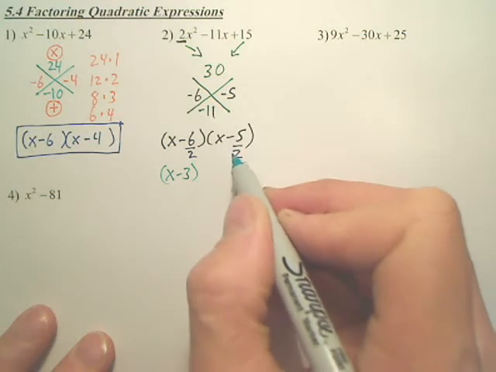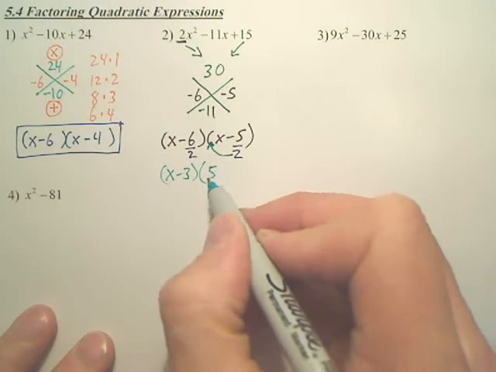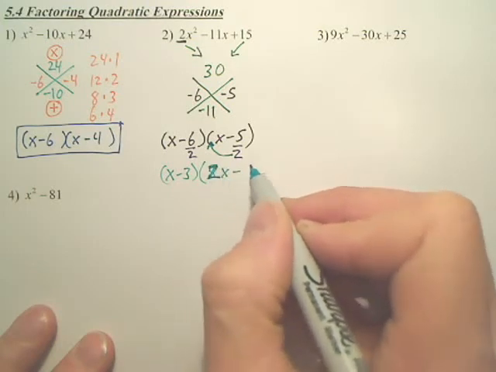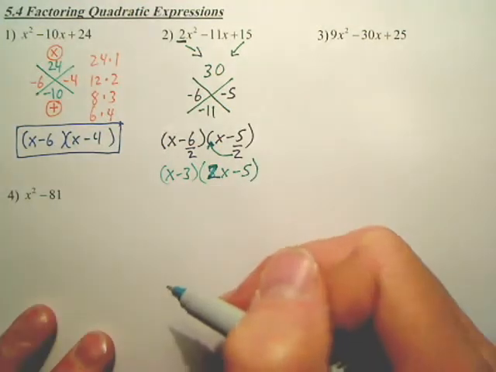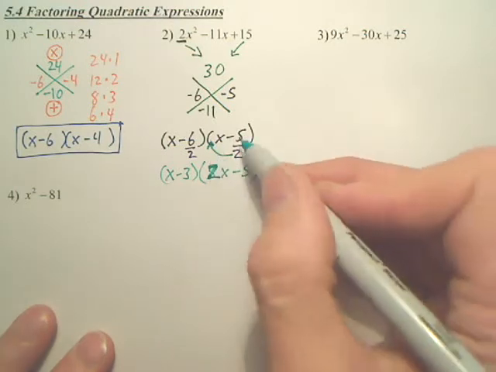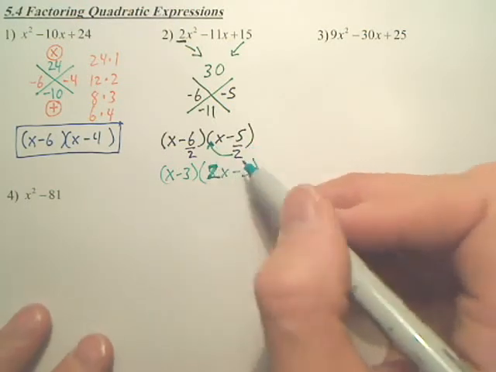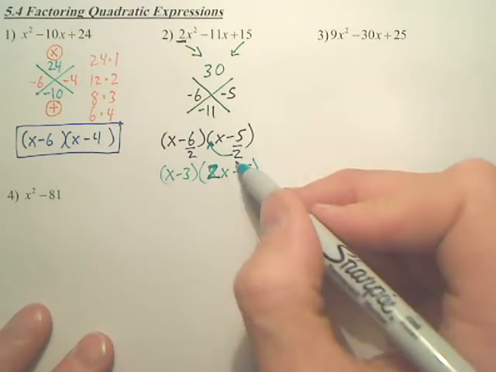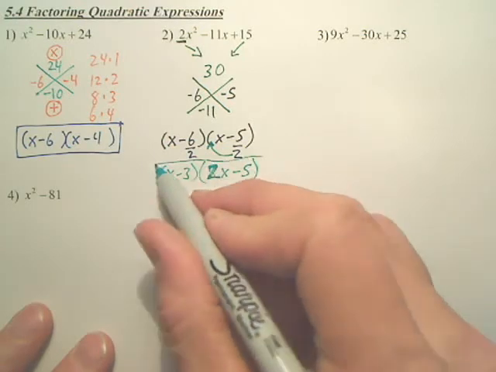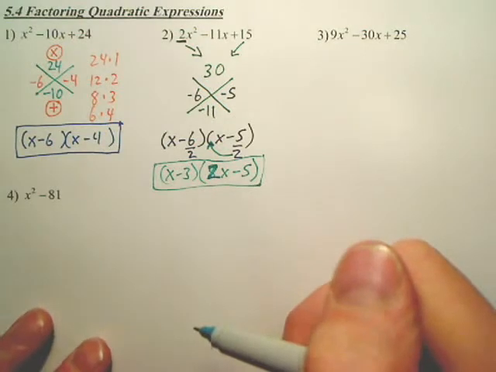5 over 2 does not reduce, so you take this 2 and bring it up. So that's 2x minus 5. Again, reduce if you can. If you cannot reduce, bring it up. Now, if you can reduce, reduce it, but if it still stays a fraction, you still bring it up. But in this situation, that does not reduce, so you bring the bottom of the fraction up. Some people call it bottoms up.